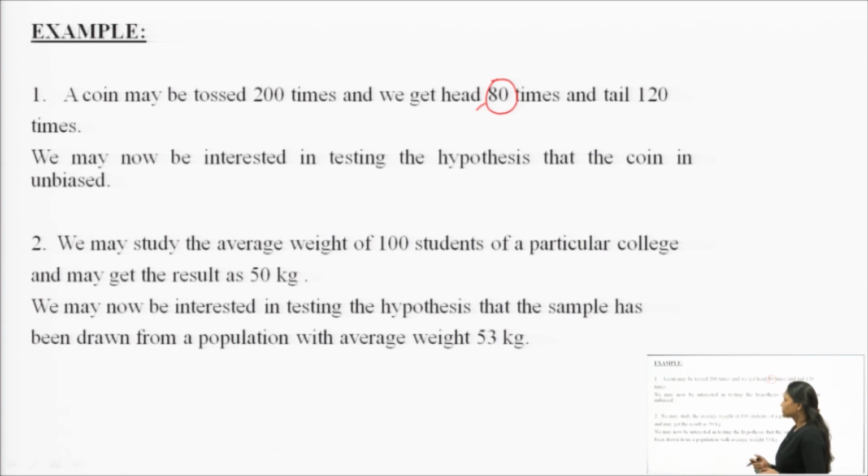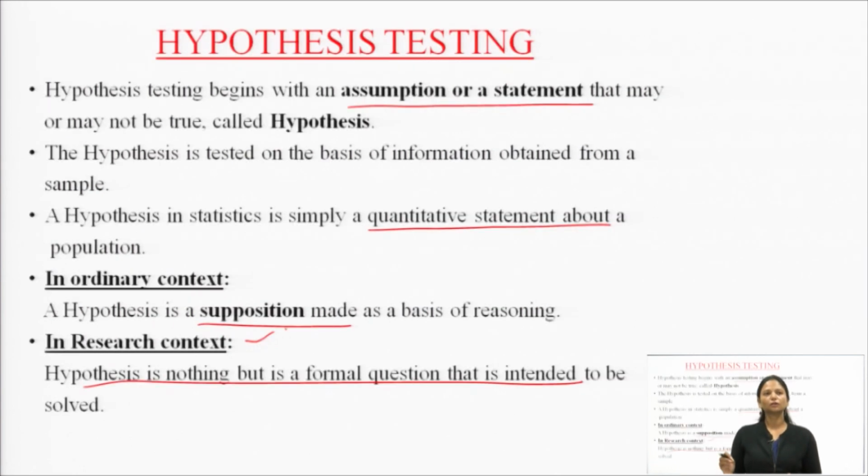Second example: we may study the average weight of 100 students of a particular college and get a result of 50 kg. We talk about 100 students' weight and the average weight is 50 kg. But now we might be interested in whether the sample we have drawn from the population is of 53 kgs or not, or 52 kgs or not. That is why we are getting it to be 50 kg. So, whenever we make some hypothesis, whenever we state a problem, that includes a few questions, a formal question which we are trying to solve in the research context.